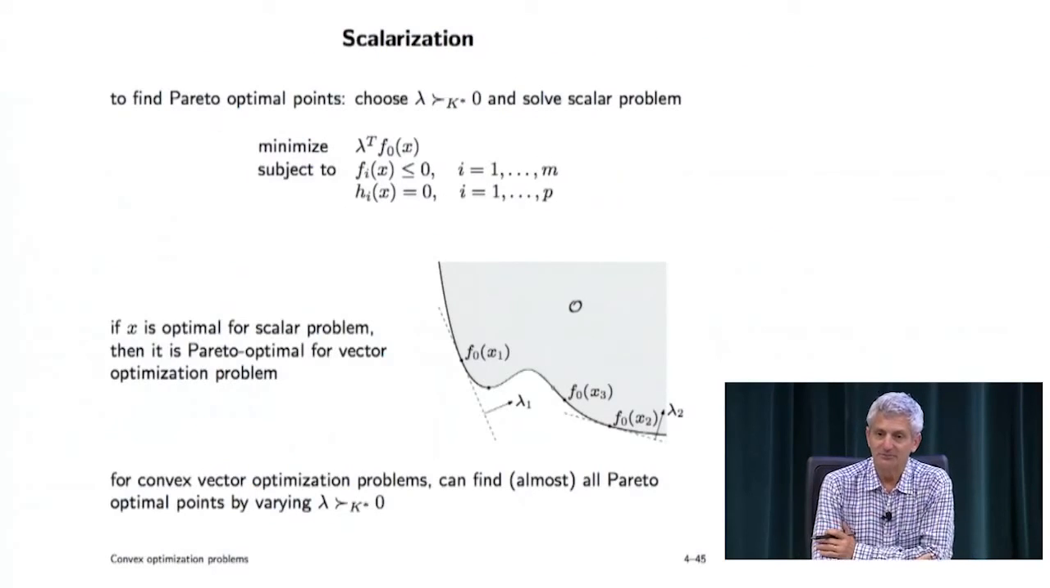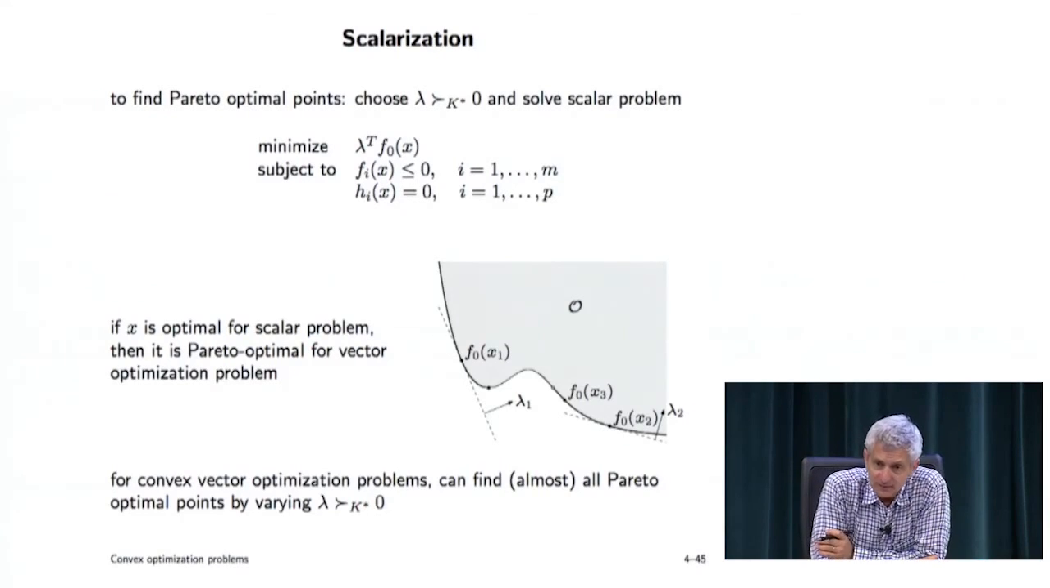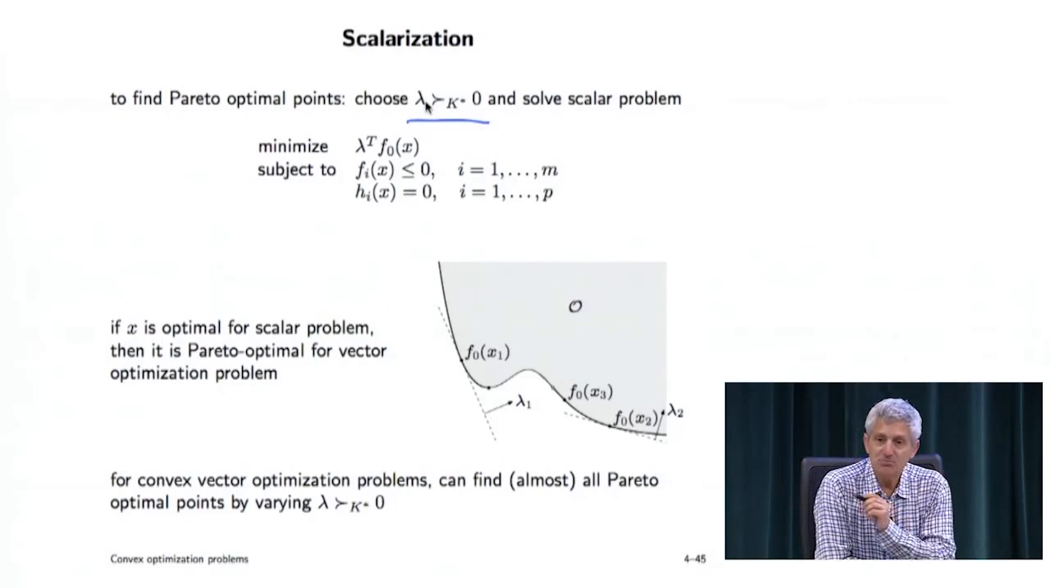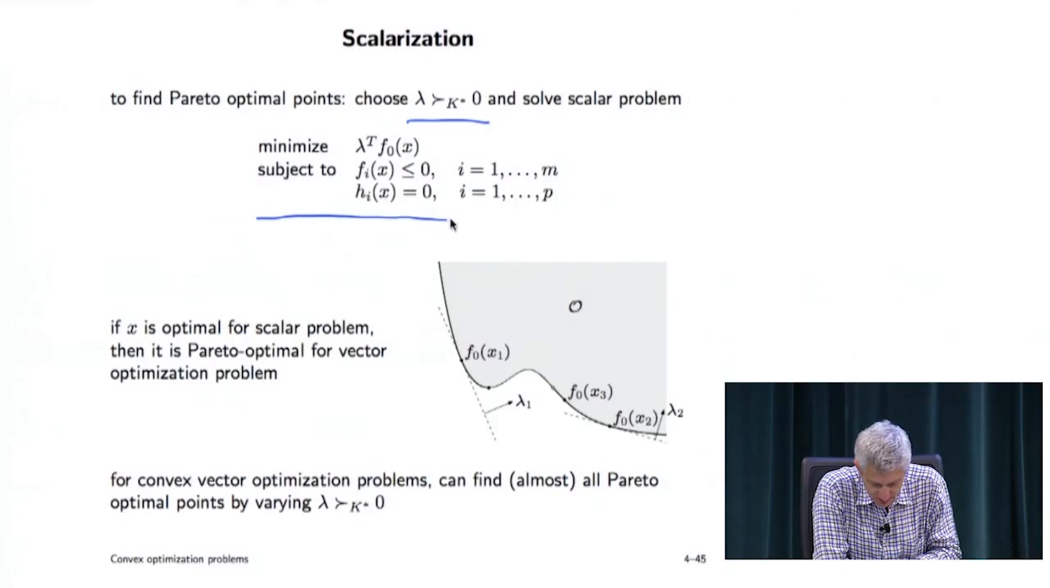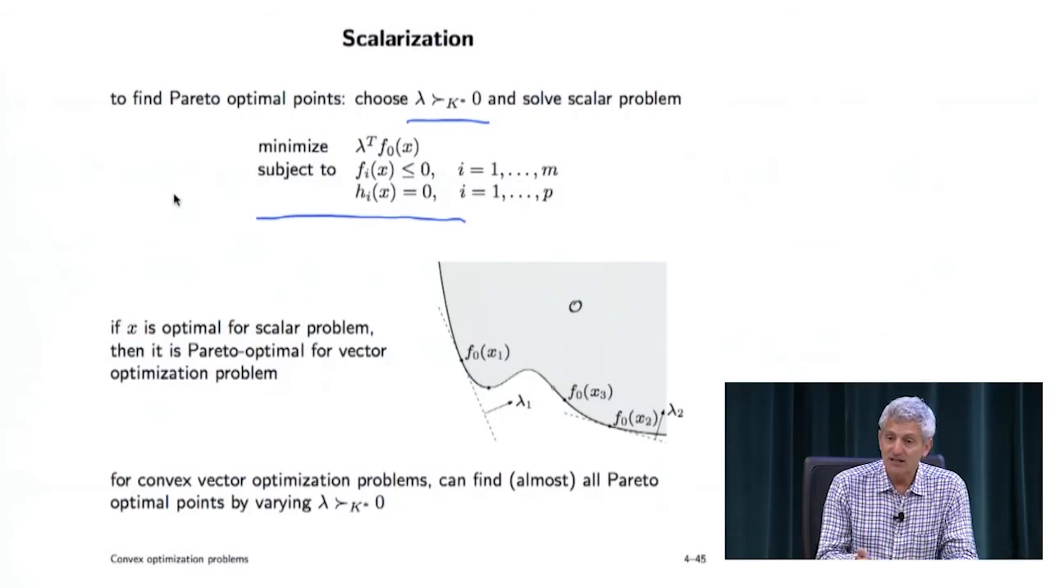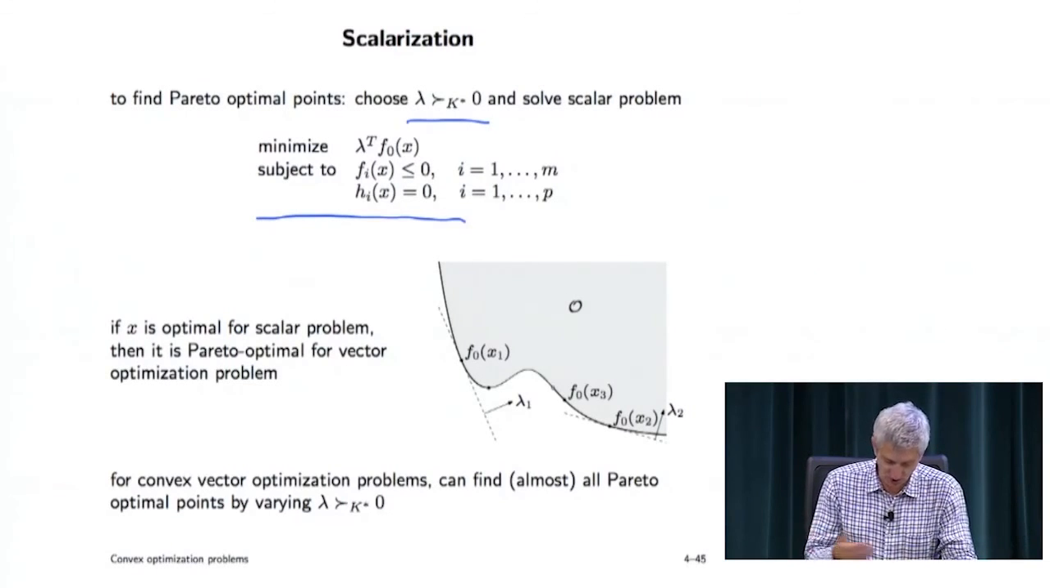Okay, now, scalarization. How do you find Pareto optimal points? And the answer is pretty easy. You choose a vector lambda, which is positive in the dual cone, and you solve this ordinary scalar optimization problem. Now, what's cool is if the original was a convex vector optimization problem, when you scalarize, you get a convex scalar optimization problem, which we can solve.